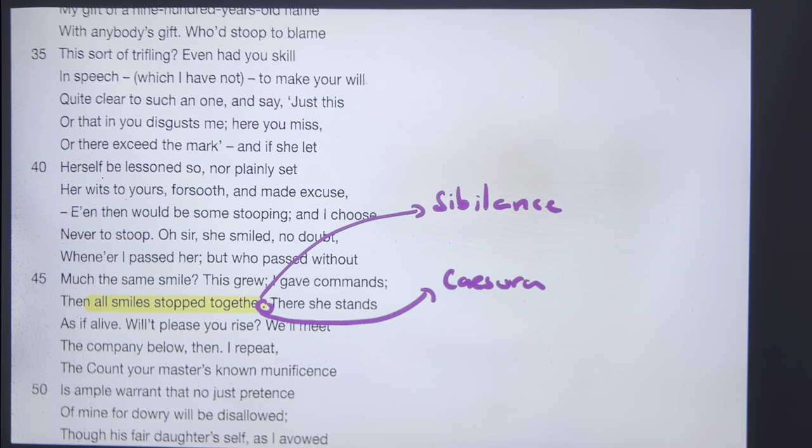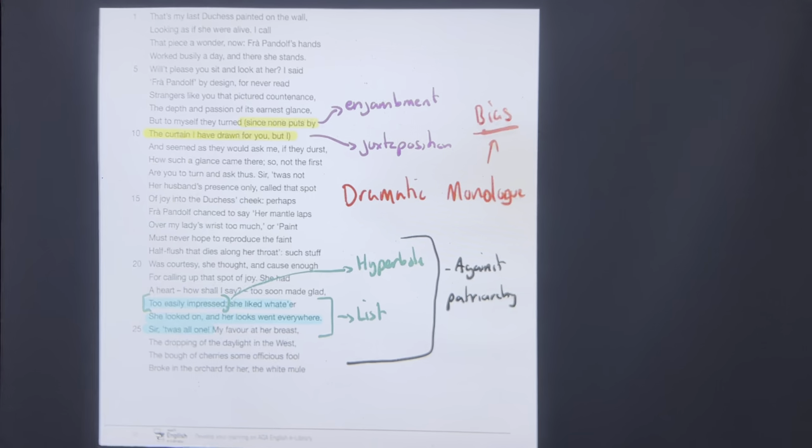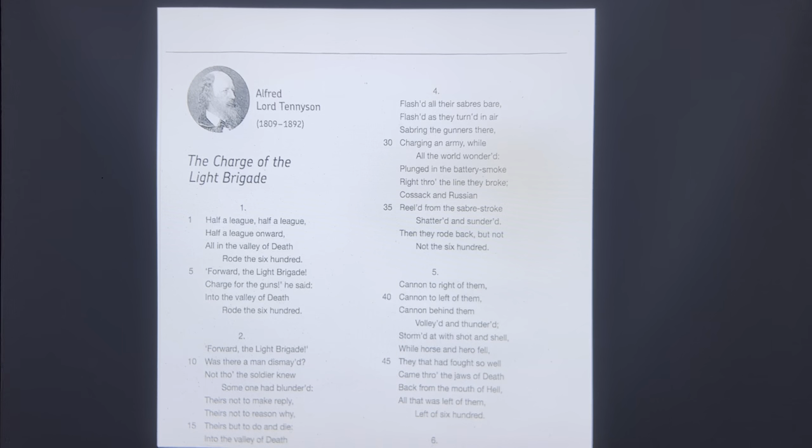And guys, that is the poem, My Last Duchess. I've given you three quotes, I've given you a summary of the poem, you've got the form of a dramatic monologue, and you are good to go for your exam. Next one, guys, Charge of the Light Brigade.